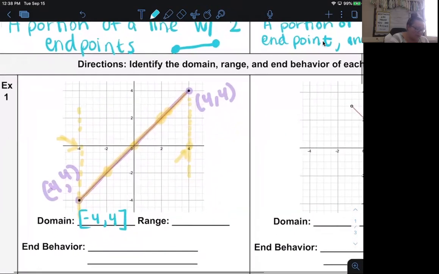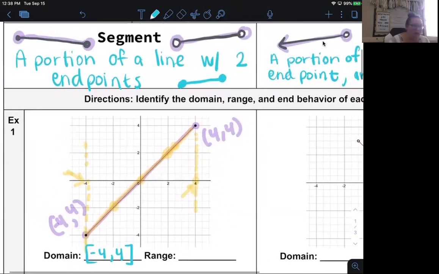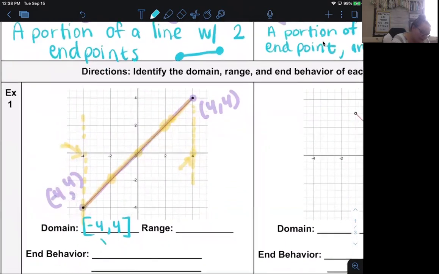If I wanted to describe my domain using inequalities instead of interval notation, I would say that x has to be greater than or equal to -4 and also less than or equal to 4. So these two things mean the same thing: -4 to 4, and -4 is less than or equal to x is less than or equal to 4.